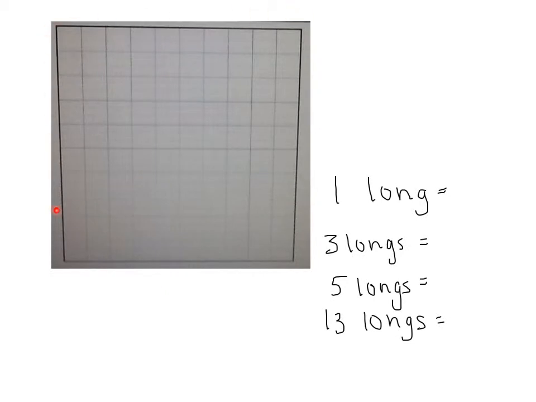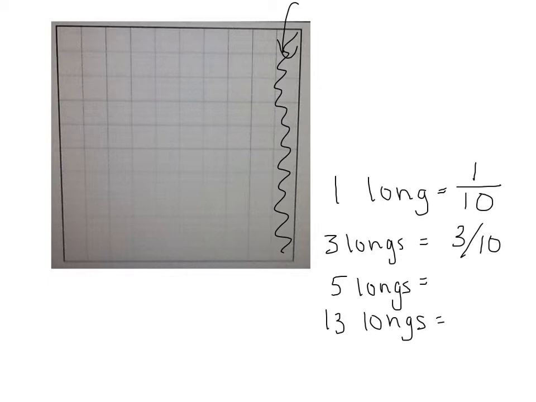Okay, so we know that this is a whole flat here. This is like our whole. So 1 long equals what fraction of the whole? Right, it would be 1 out of 10, or 1/10, because there's 1 long. This would be our 1 long shaded in, out of 10 total. So 3 longs is what fraction? 3/10. 5 longs is 5/10, which is the same as 1/2. And 13 longs is 13/10, which is the same as 1 whole and 3 more out of 10.